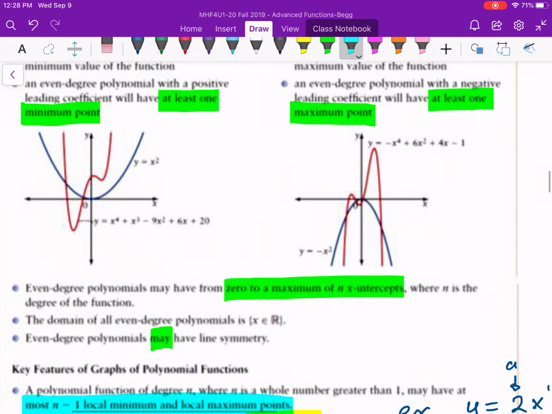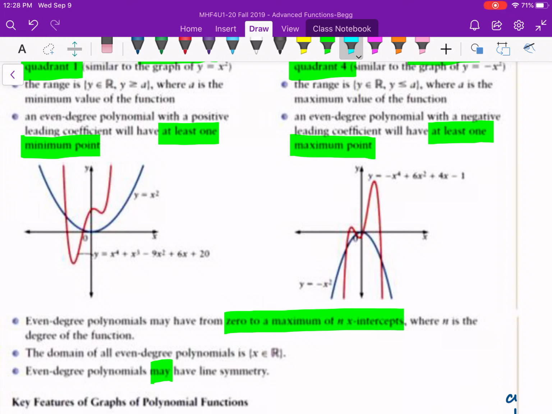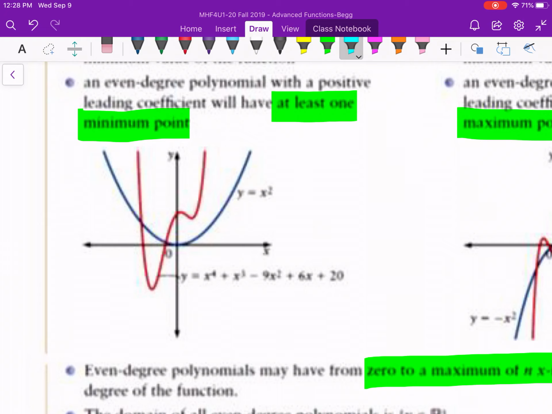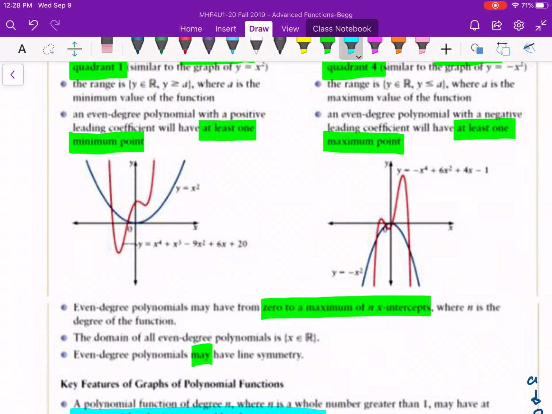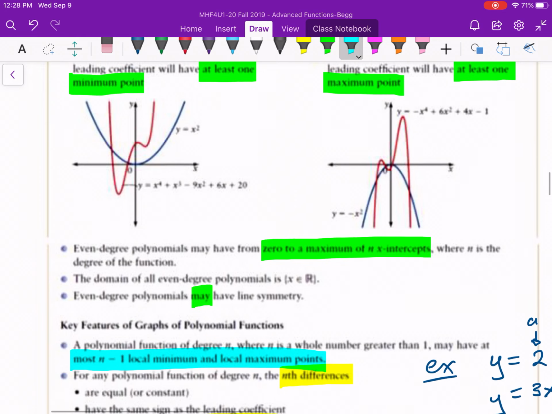The domain of all even degree functions is all real numbers. It goes on to the left and to the right forever. Even degree functions may have line symmetry. Parabolas have line symmetry. They have the axis of symmetry. Degree 4 functions may have line symmetry. This red one you can see here does not. It doesn't have an axis of symmetry. It could have an axis of symmetry though. Y equals just x to the 4 would have line symmetry.